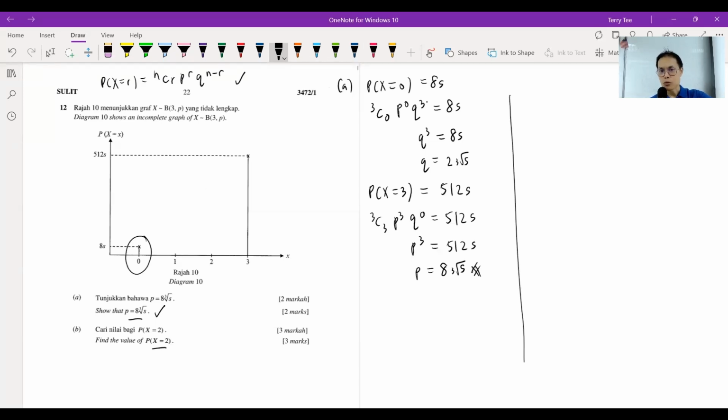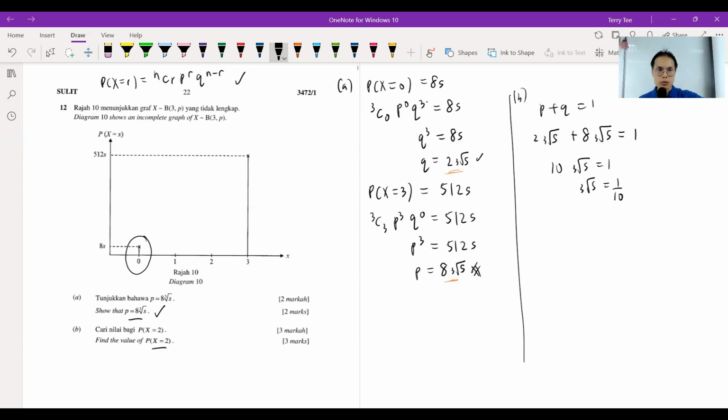Before you find Px equals to 2, you need to find what's your P, what's your Q. Actually, I already know this result. I know this one and this one. We know that P plus Q must be 1. So 2 of cube root of S, plus 8 of cube root of S. The result should be 1. So 10 of cube root of S is 1. Cube root of S is 1 over 10.